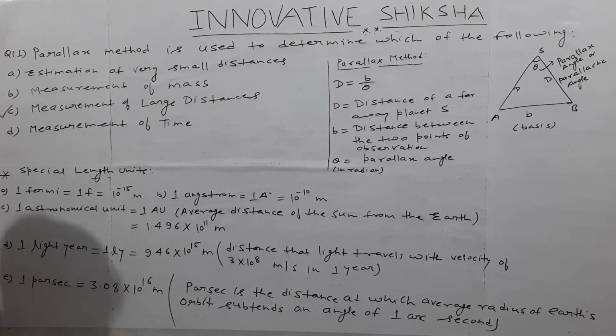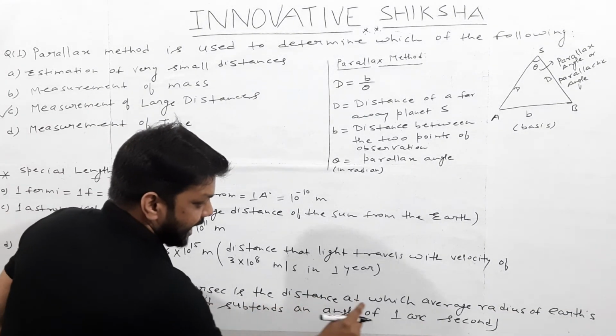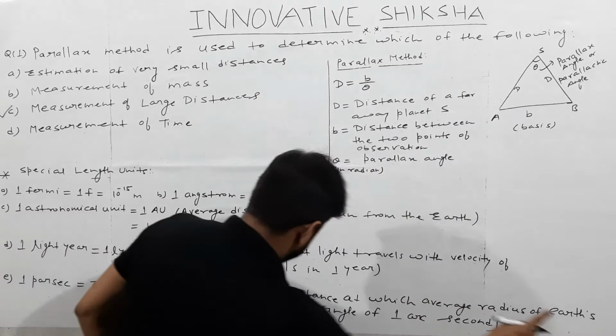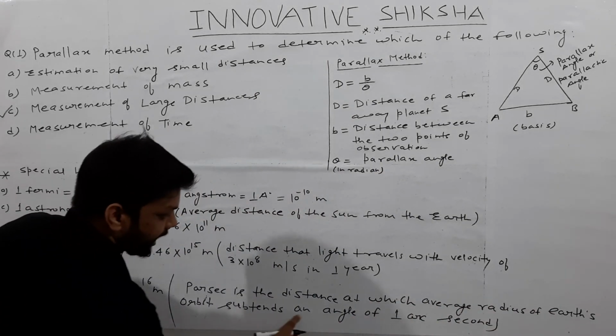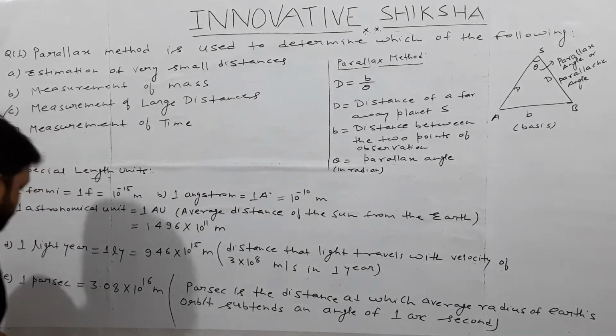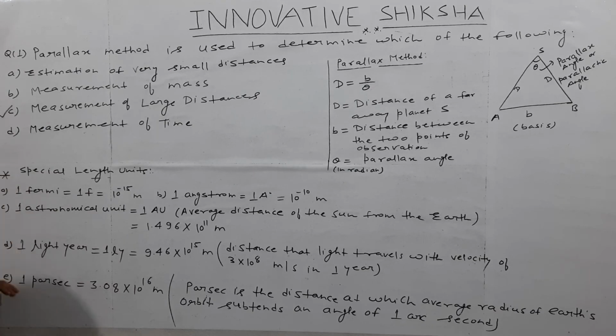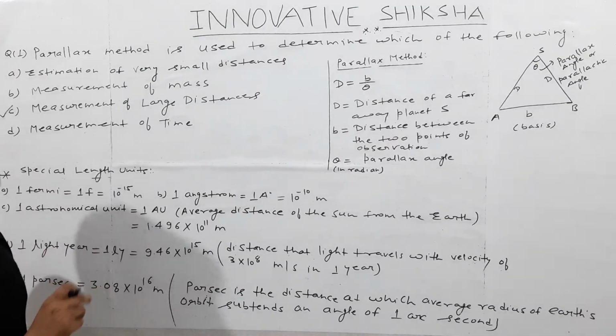I am explaining again. Parsec is the distance at which the average radius of Earth's orbit subtends an angle of 1 arc second. So these are some spatial length units which you should remember, and this will help while solving the problems.